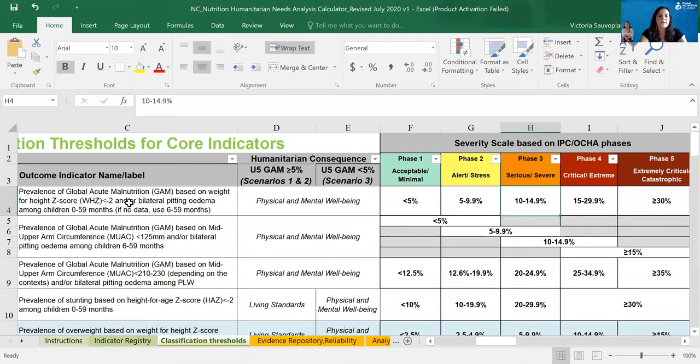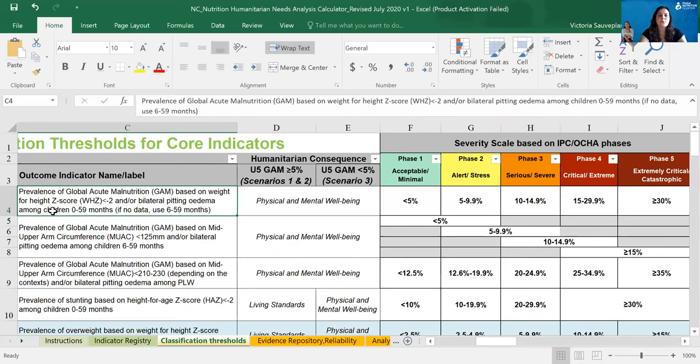Another important point to flag before we switch is that this is where we advocate for more children 0 to 59 months. I know this may not be the case given pre-existing data, where often it is 6 to 59 months, but that does not mean you cannot still use these thresholds. So as we put here, if you do not have data for this age group, you can still use 6 to 59 months and these thresholds.